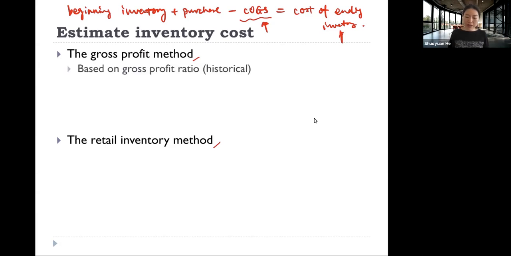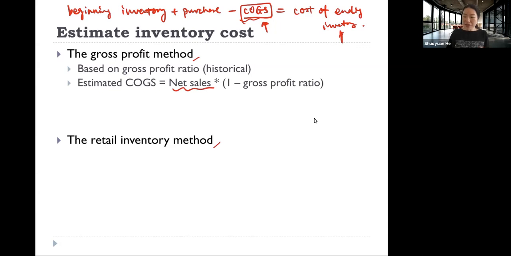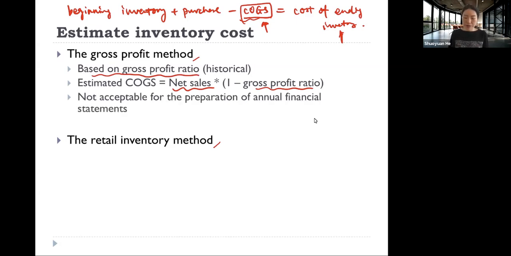Under the gross profit method, in order to estimate the cost of goods sold, the firm takes the net sales multiplied by 1 minus the gross profit ratio. So it is based on the gross profit ratio, which is usually a historic number. However, this method is not accepted for preparation of annual financial statements. So on the firm's annual financial statement, the firm cannot use this method.